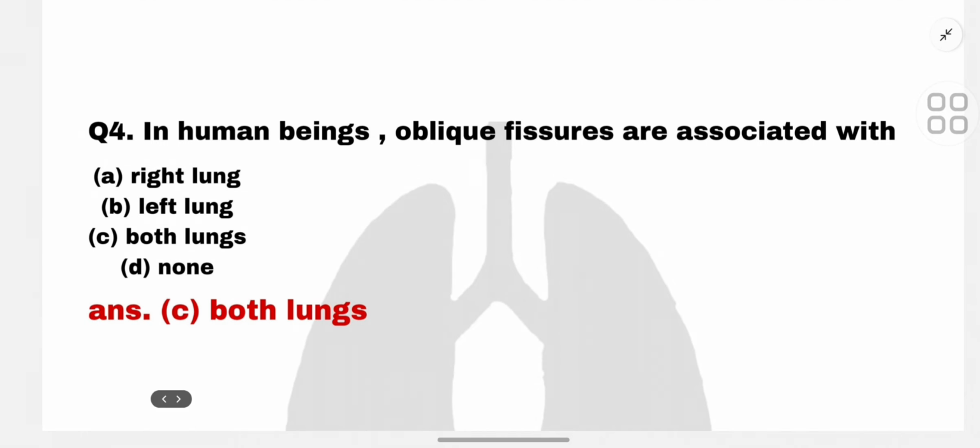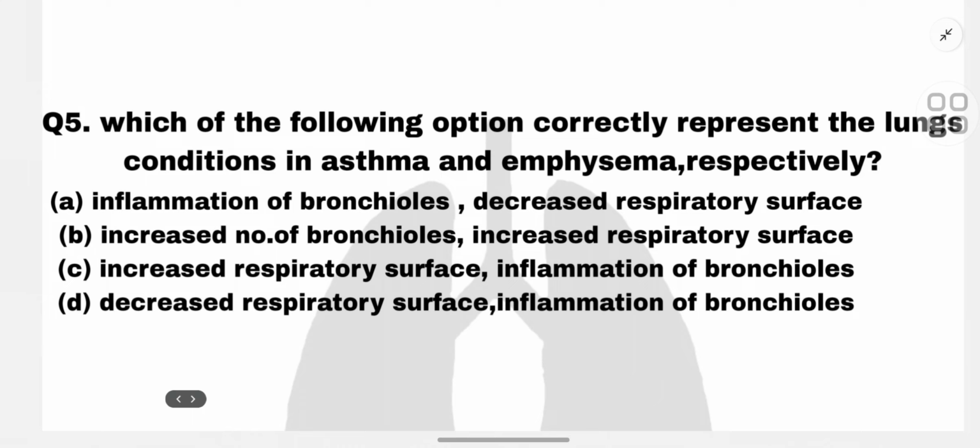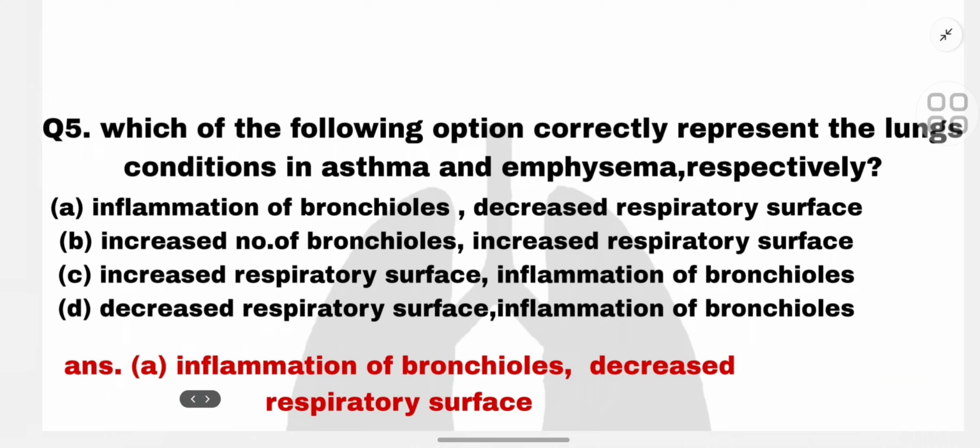So the next question is, which of the following options correctly represents the lungs' condition in asthma and emphysema respectively? A. inflammation of bronchioles, decreased respiratory surface. B. increased number of bronchioles, increased respiratory surface. C. increased respiratory surface, inflammation of bronchioles. D. decreased respiratory surface, inflammation of bronchioles. So the correct answer is A. inflammation of bronchioles and decreased respiratory surface.